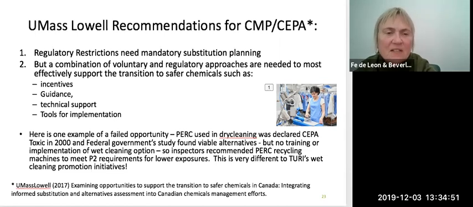One of the things that came to mind when I was looking at this, from my memory, is that here in Canada we did declare perchloroethylene, a commonly used solvent in dry cleaning, to be CEPA toxic in 2000. I was very excited when the federal government did a really comprehensive report on all the viable alternatives to perc use. But because there was no training or implementation of wet cleaning options, which was the preferred alternative noted by the feds, and because of that lack of communication, I know that inspectors were going around to dry cleaning shops recommending perc recycling machines to lower exposures, which is very different to what the Toxic Use Reduction Institute was doing with the dry cleaners in the state of Massachusetts.